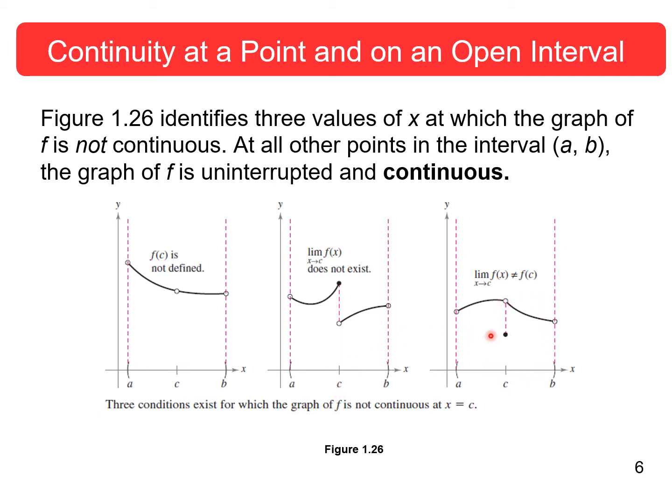The third example is a case when the function is defined at x equals c, that is equal to this point here. But when you take the limit of the function as x approaches c, that value is not the same as what you get when you evaluate the function at c. In all other points on the open interval, the function is continuous.